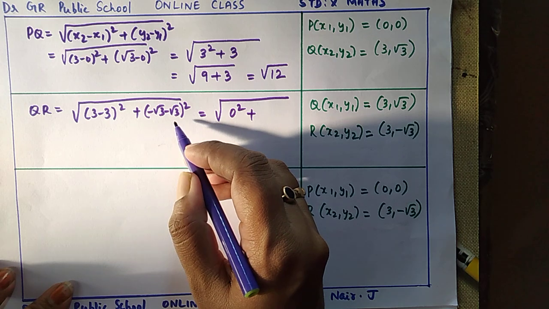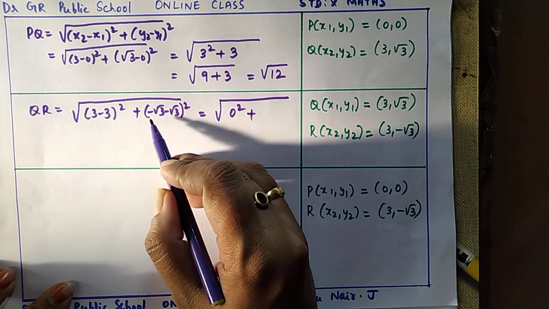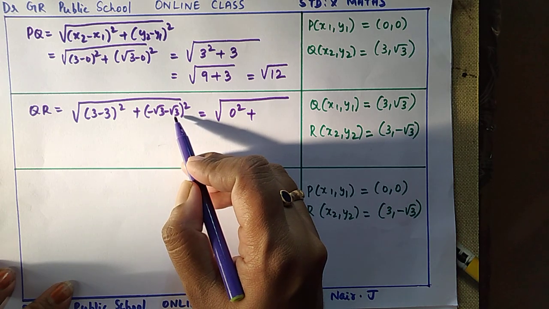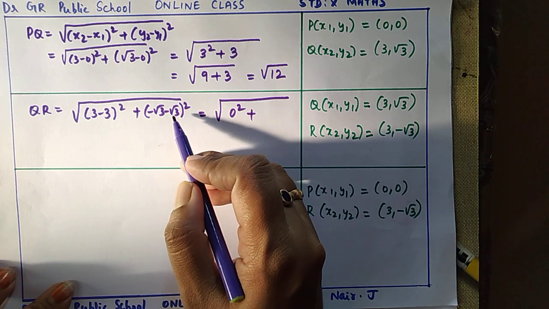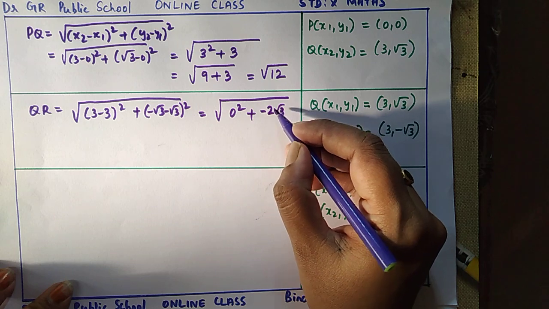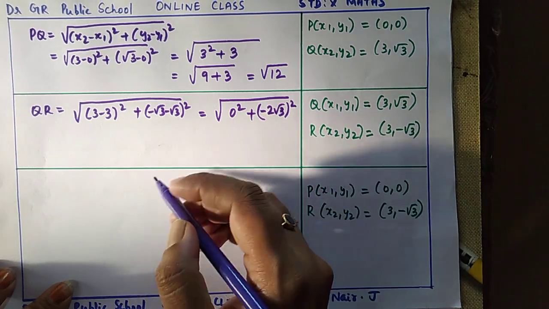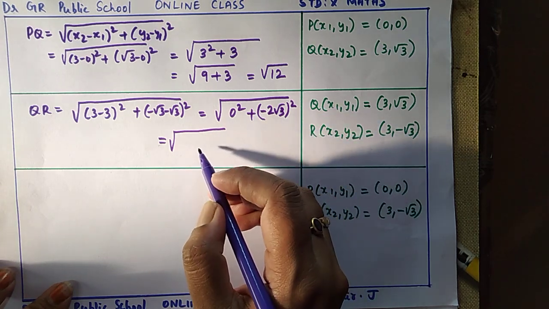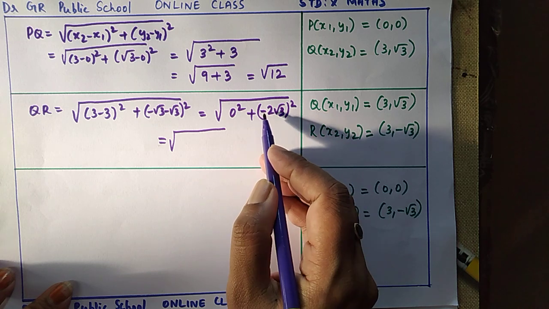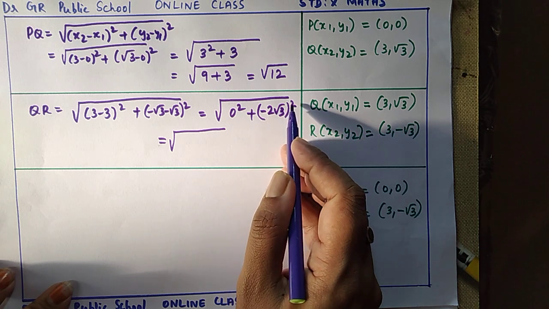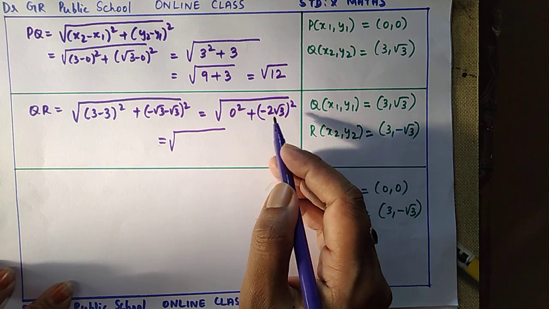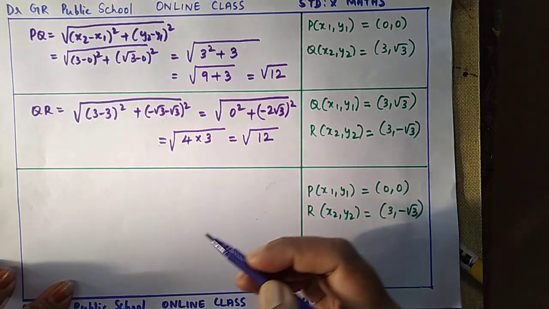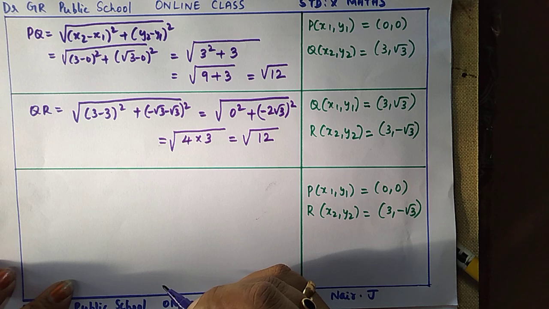You learned in 9th standard how to add rational numbers. Here minus root 3 means it is minus 1 root 3. Similarly here also minus 1 root 3. So when you add these two numbers, we will get minus 2 root 3. Okay, minus 2 root 3 the whole square. So the simplification is, 0 we need not take. So minus 2 root 3 square means minus square will become plus, 2 square is 4 and root 3 square is 3. So that becomes 4 into 3. That is equal to root of 12. So second answer also root 12.